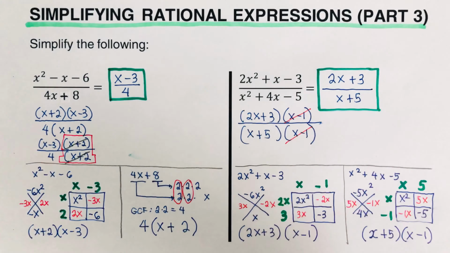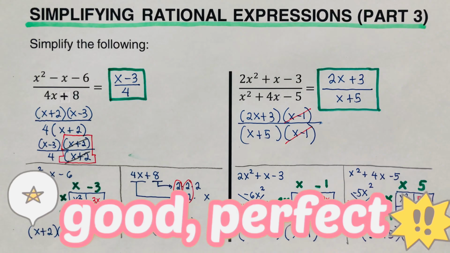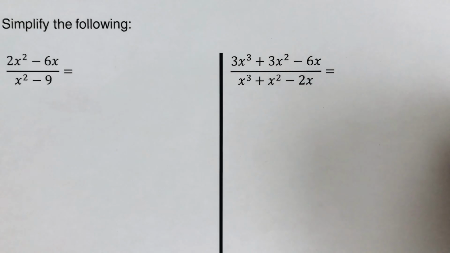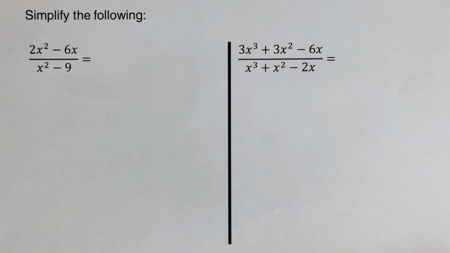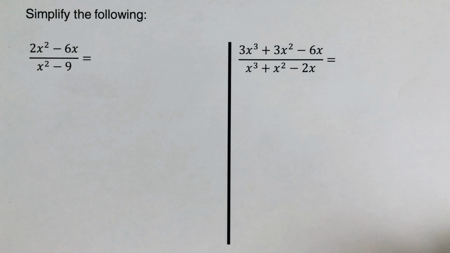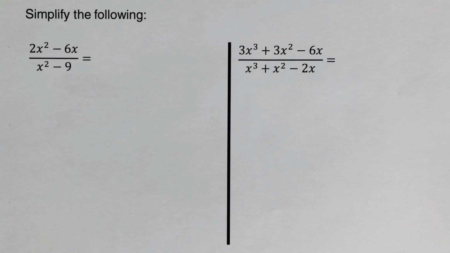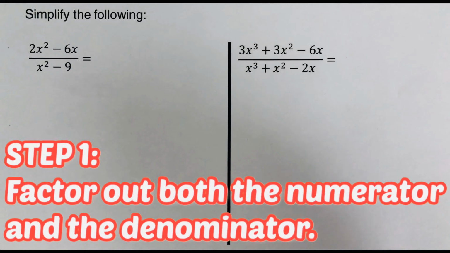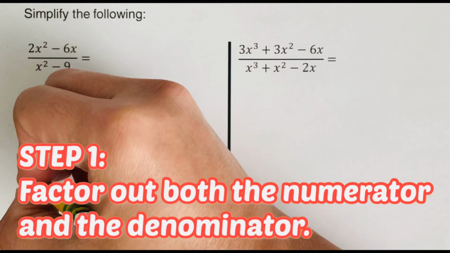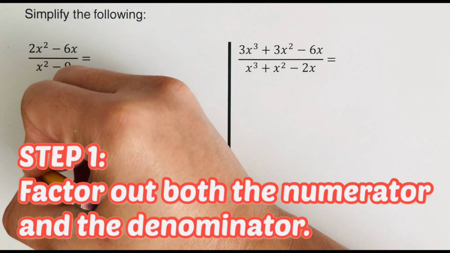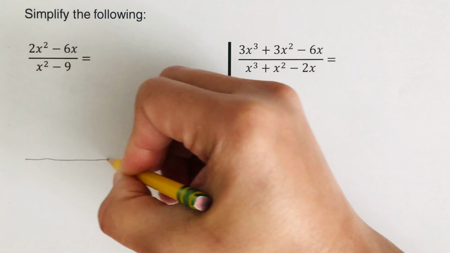Did you get the same answer as this? Good. Perfect. Now let's move on to the next example right here. At this time, I would encourage you to pause this video and try this problem out on your own. And when you're done, unpause it and check your answer. Okay, so we go over the problem here. Again, the first step is to factor out both the numerator and the denominator. So I'm just going to show the work up here.